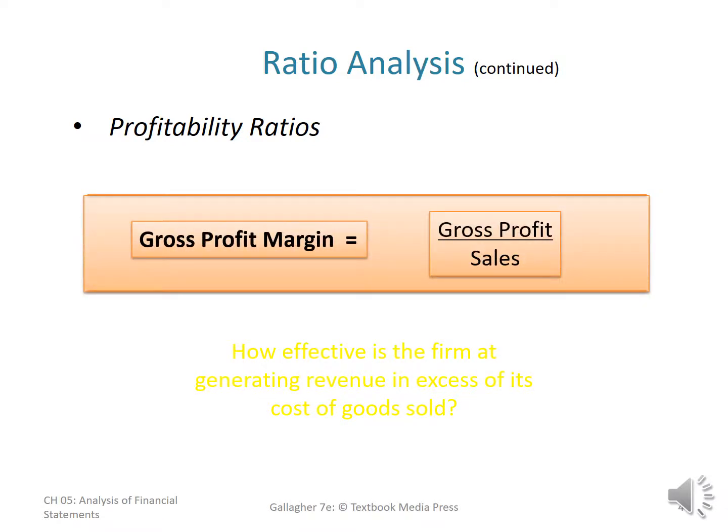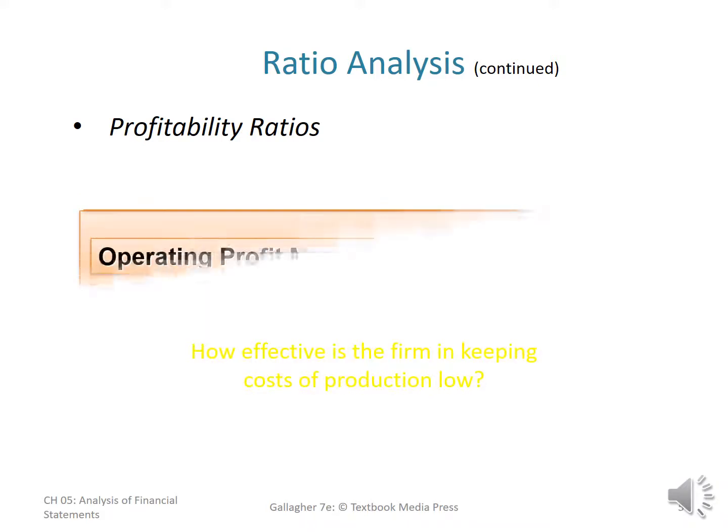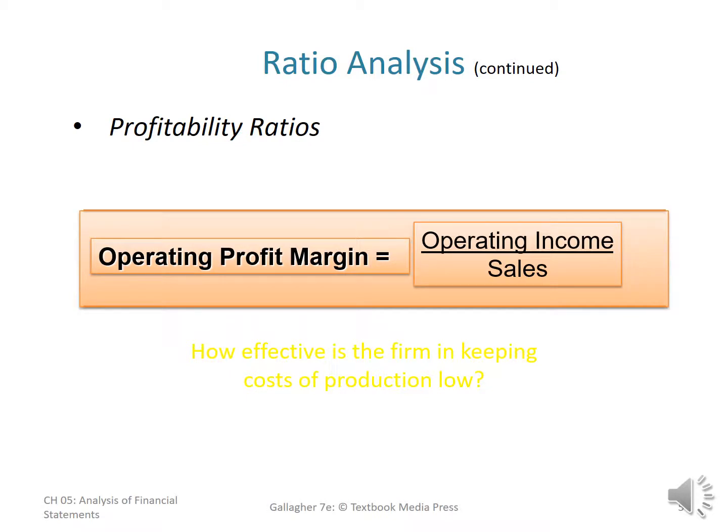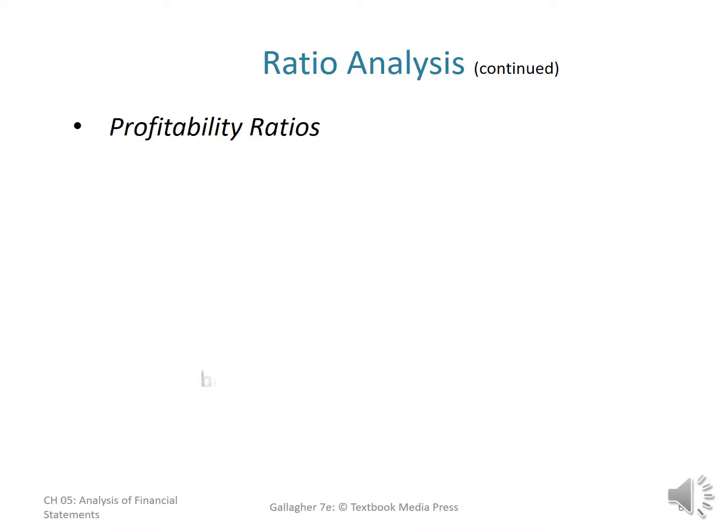Profitability ratios. Gross profit margin equals gross profit divided by sales. It measures how effective the firm is at generating revenue in excess of its cost of goods sold. Operating profit margin is operating income divided by sales. It measures how effective the firm is in keeping the cost of production low.